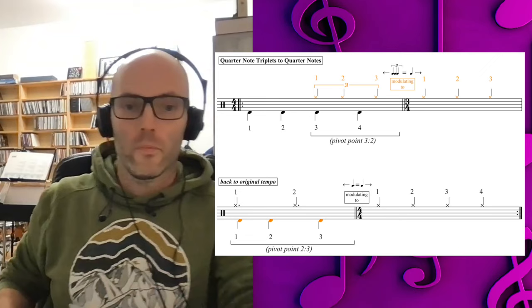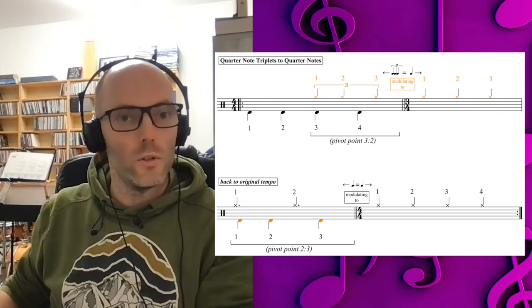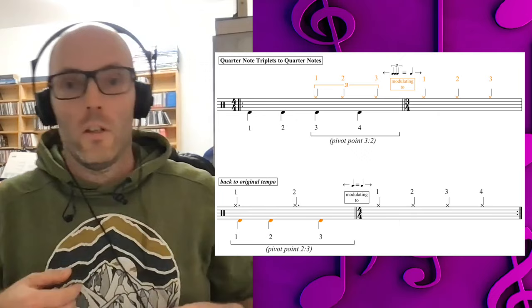1, 2, 3, 4. 1, 2, 3, 4. 1, 2, 1, 2, 3. 1, 2, 3. 1, 2, 3. 1, 2, 3. Voila. New tempo in 3-4, so let's try to keep this tempo in mind.